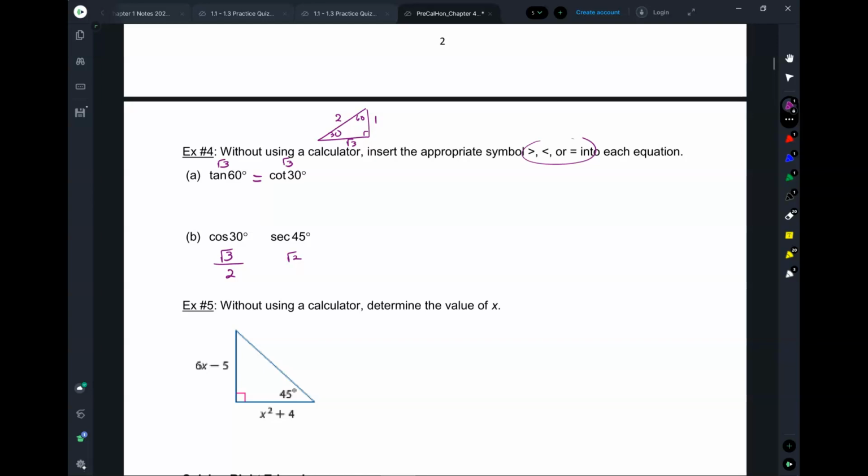Is that okay, or should we go over that again? Does it make sense? I mean, it's math. It always makes sense, right? It's got to make sense, right?